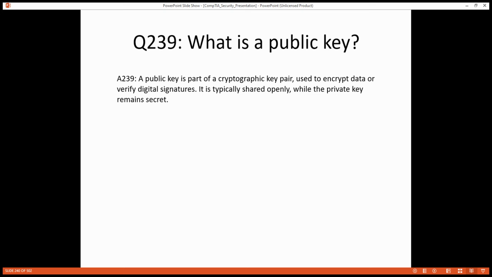Q239. What is a public key? A 239. A public key is part of a cryptographic key pair used to encrypt data or verify digital signatures. It is typically shared openly, while the private key remains secret.